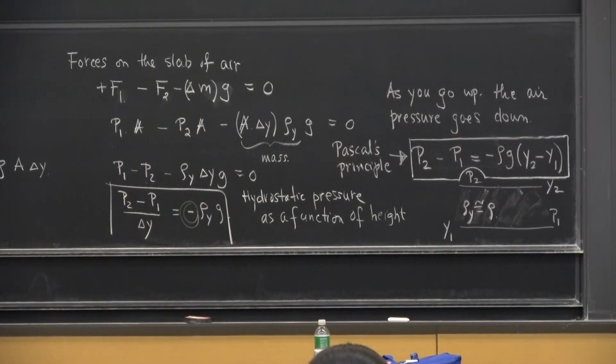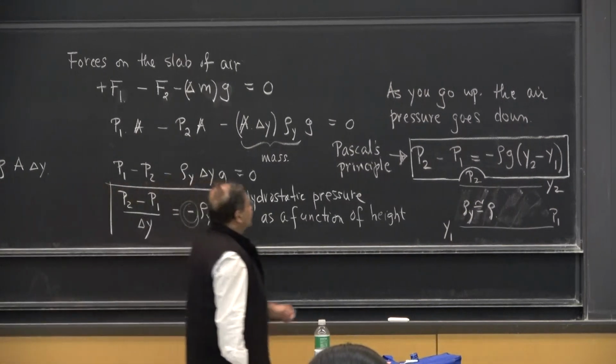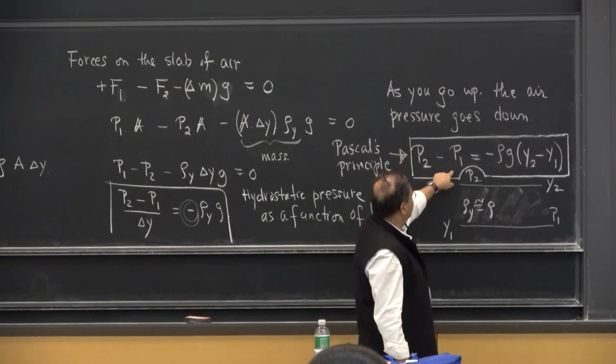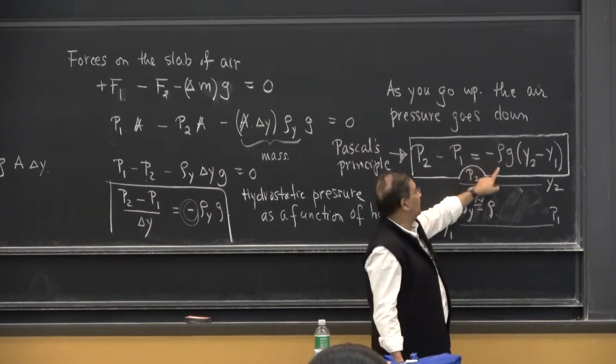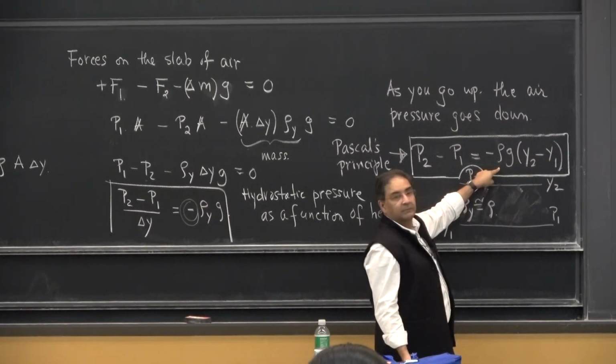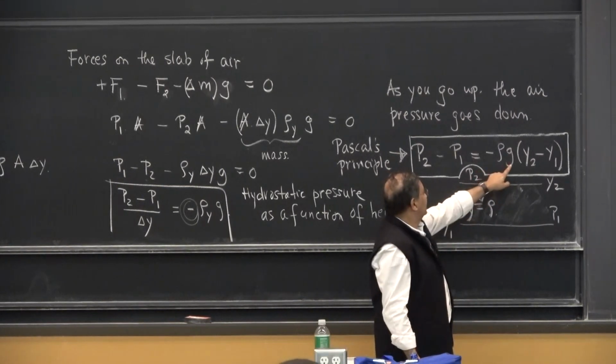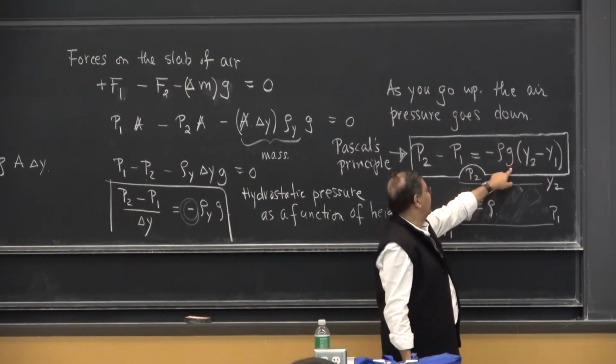So how does this work then? Basically all it says is that P2 minus P1, so pressure at a higher level minus pressure at a lower level, has a negative sign, so pressure falls. It depends upon the density of the material. So in this case we were talking air, but it can be any fluid. And it depends on the acceleration due to gravity, g.